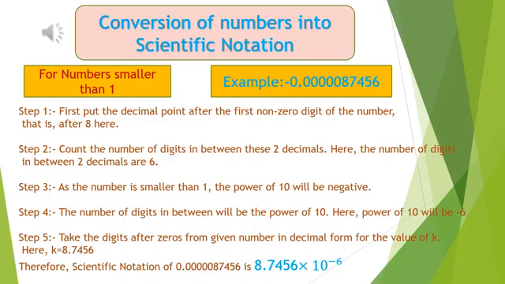You need the value of k and you have put the decimal after 8. So your value of k will become 8.7456. And finally, the scientific notation of this given number will be 8.7456 multiplied by 10 raised to the power minus 6. So this is the conversion of numbers into scientific notation.